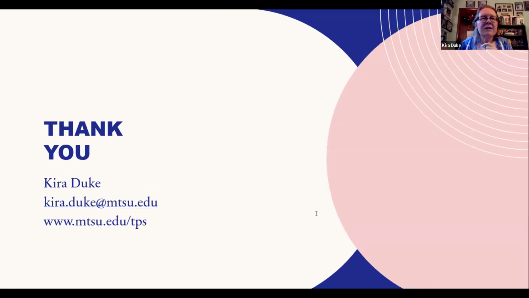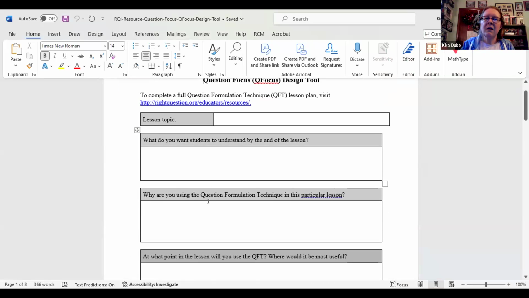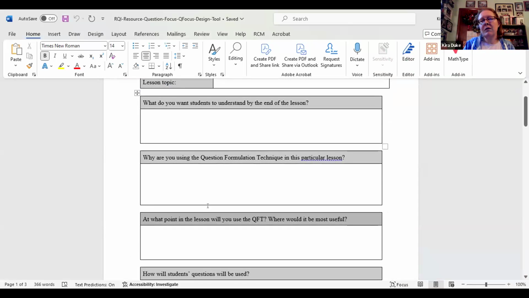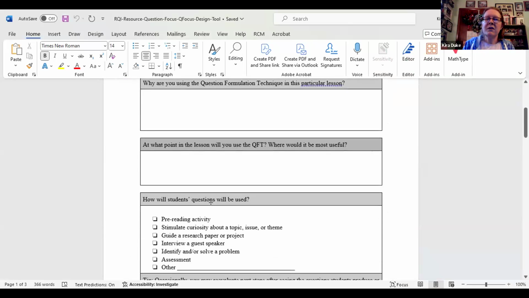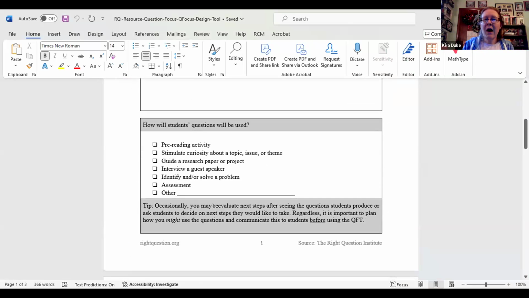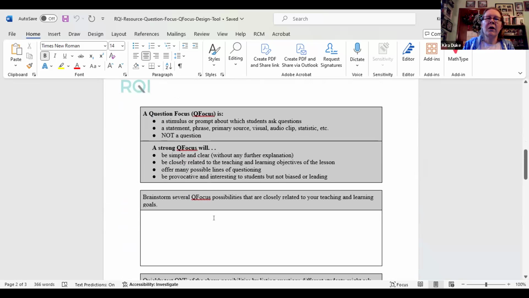All right. So this is a tool that you can download from the Right Question Institute. This is something that you as a facilitator can use to design the activity. So, what is the topic for the piece that you're doing? What do you want students to understand by the end of the lesson? Why are you using the QFT for this particular lesson? At what point do you plan to use it and think it'll be most helpful? How will the students' questions be used? So again, helping them to not only develop their questions, but then how are we actually going to integrate that into the learning? And then really thinking through what is your question focus.